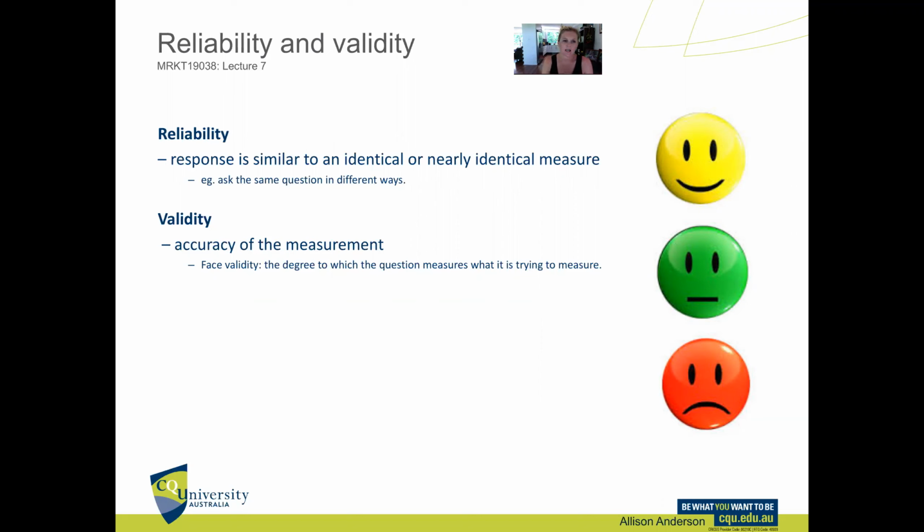Validity is the accuracy of the measurement, and we'll talk a bit about validity when we're talking about data analysis. Face validity is the degree to which the question measures what it is trying to measure, and that's probably the most important thing. Does it actually measure what you're asking it to?